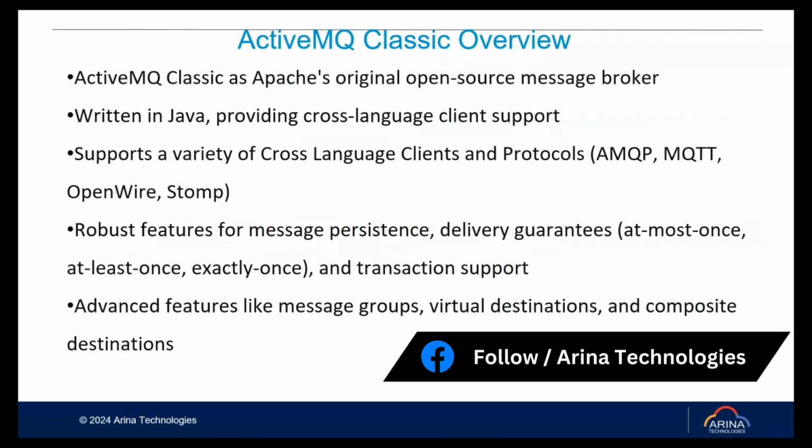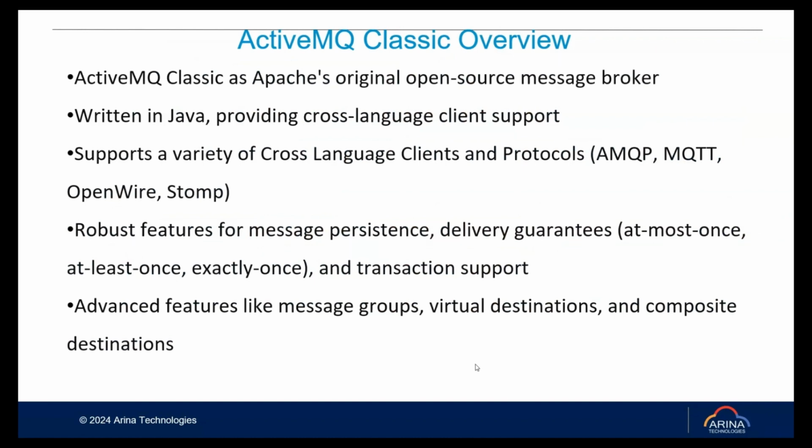And there are a variety of cross-language clients that are supported in protocols. AMQP is one of them, and OpenWire is another protocol that is very widely used. Stomp is another one. MQTT is also one of the popular protocols that is very widely used. JMS is supported for compliance, for features like message queues and publish-subscribe messaging patterns. So it does adhere to the JMS message specification as well, which is the Java Messaging Service.